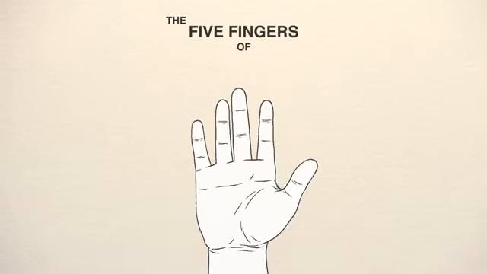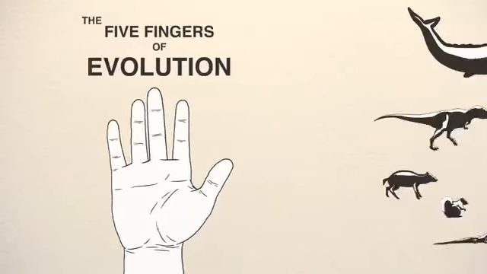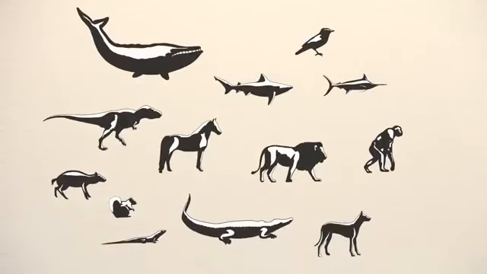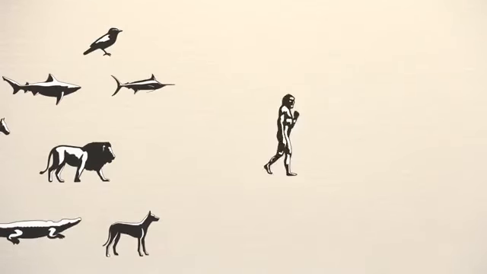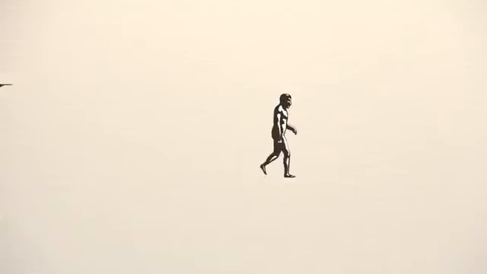The 5 Fingers of Evolution. A thorough understanding of biology requires a thorough understanding of the process of evolution. Most people are familiar with the process of natural selection. However, this is just one of 5 processes that can result in evolution.